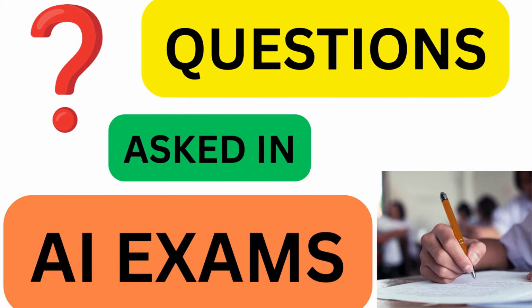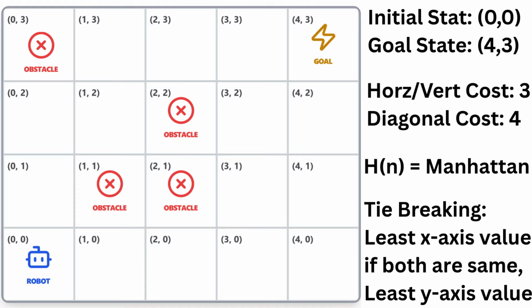In this video, we will practice some more questions relevant to the A-star search algorithm. An autonomous robot operates in a warehouse represented as a 2D grid. Its start state is 0,0. It needs to reach the charging station, which is its goal state, at 4,3. Cells having obstacles are blocked, for example 0,3, 2,2, 1,1 and 2,1. So in these cells, the robot cannot navigate.